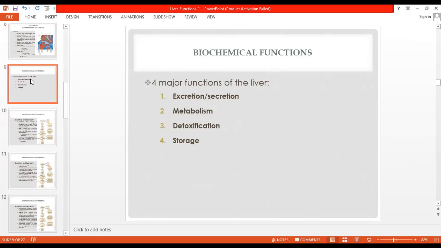Here are the biochemical functions. We have four major functions of the liver. First, we have excretion or secretion, metabolism, detoxification, and storage.